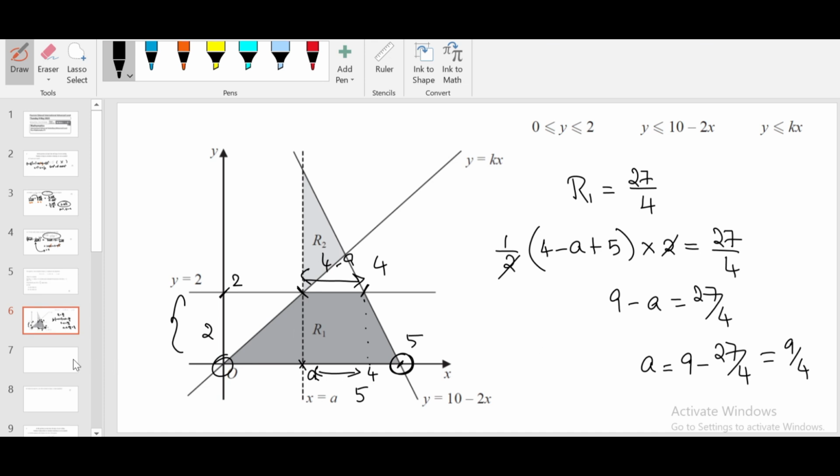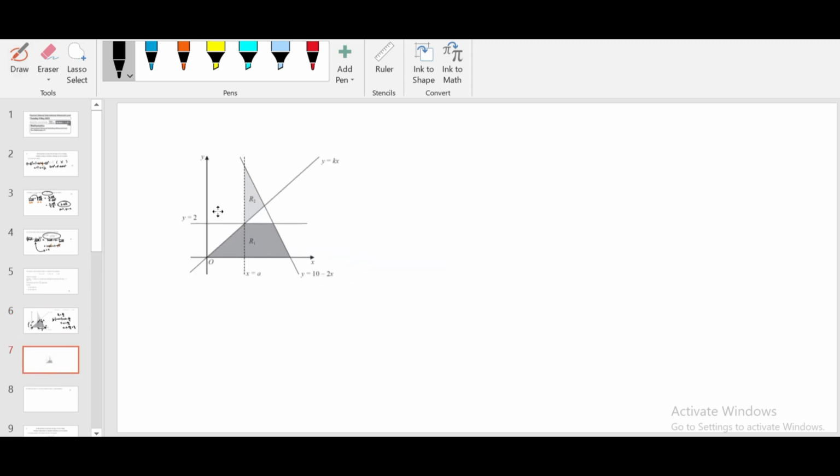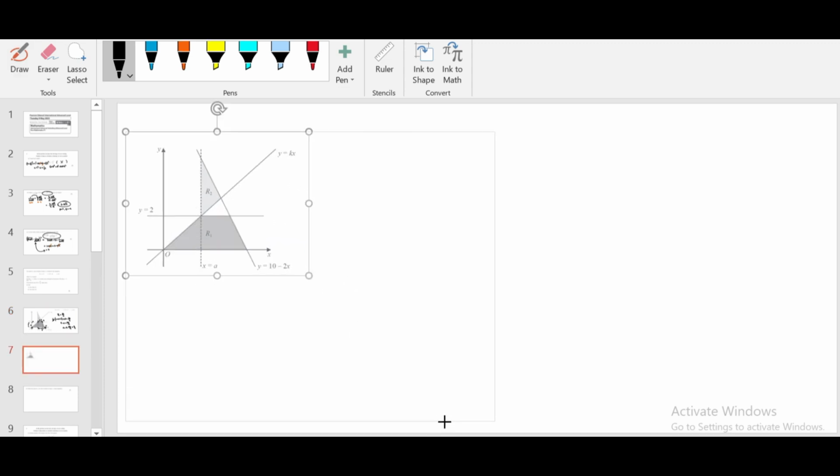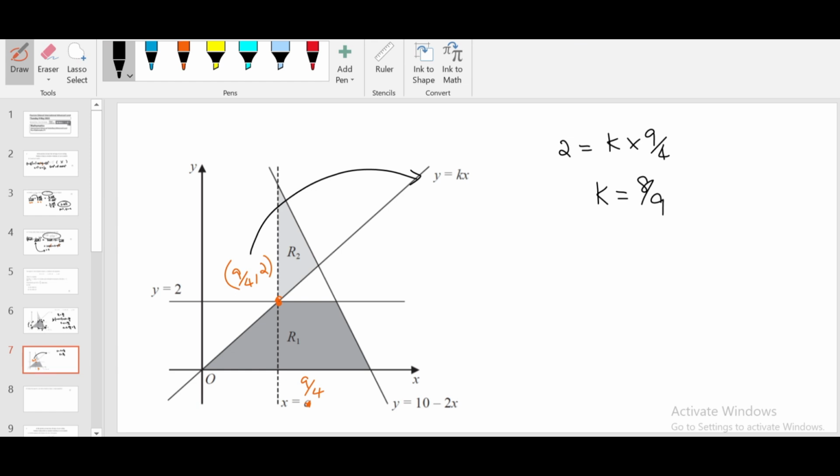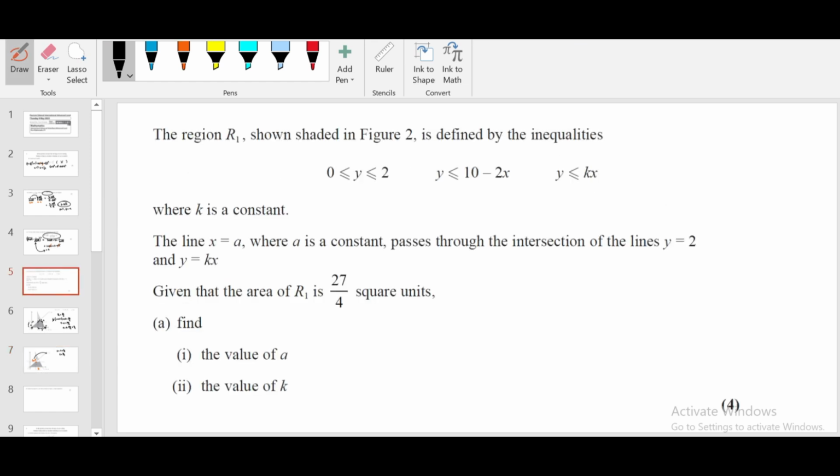Now to find the value of K, I am taking the diagram again. We got the value of A already, which is 9 over 4. So we can find this point, which is 9 over 4, comma, the y coordinate is 2 because the line is y is equal to 2. Sub in the point in here, you can find K easily. y is equal to K times 9 over 4. So K is equal to 2 times 4 over 9, which is 8 over 9. That's it. That's basically a 4-mark question.